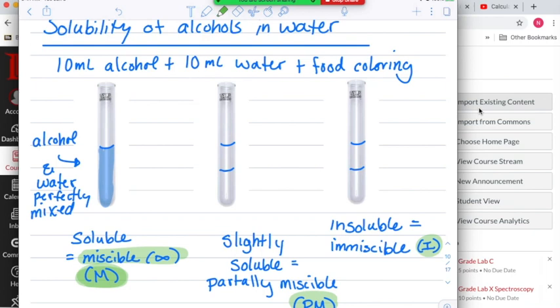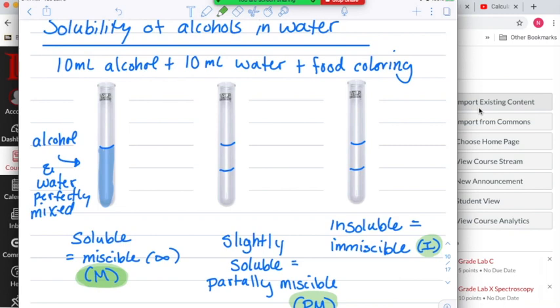Any questions about this idea that if it is soluble and it is a liquid, it is going to be miscible? We won't see any difference between the alcohol and the water. Again, the only reason it's blue here is because it has food coloring in it, and that's what you're going to see in the video as well. You'll see some nice blue food coloring to help you see the difference between the layers. Any questions on something that is miscible? Okay.